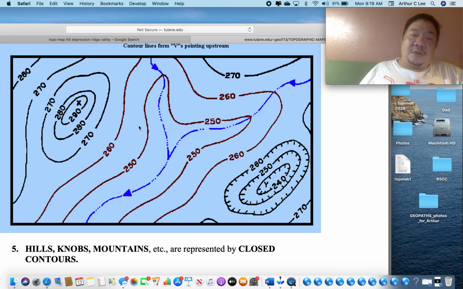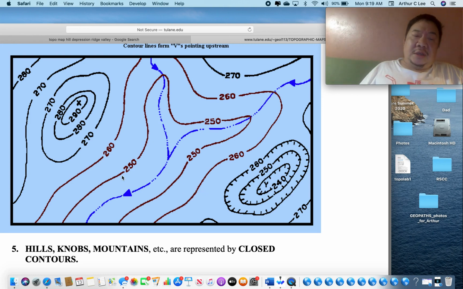So, if you're standing right here at this point, you're 250 feet above sea level. If you're standing right here, you're 260 feet above sea level. If you're standing right here, you'll be at 270 feet above sea level. Notice that for this map, the difference in elevation between adjacent lines is 10 feet. You go in tens: 250, 260, 270. So we say that the contour interval for this map is 10 feet.